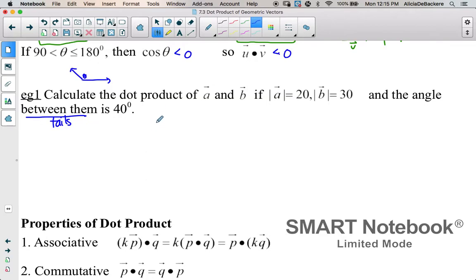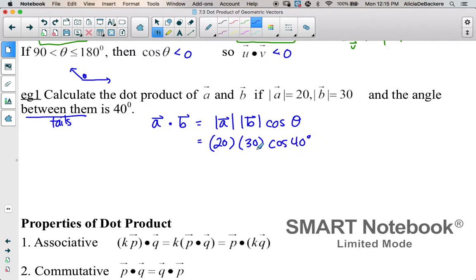So I'll say that the dot product of vector A and vector B is equal to the magnitudes multiplied times the cosine of the angle in between them. And then we'll fill in what we know. So 20 times 30 times cosine of 40 degrees. And again, my calculator is in degree mode, and I'm going to round this to the nearest one decimal place. So about 459.6. I don't have any units for the dot product. That'll come in some of our applications.